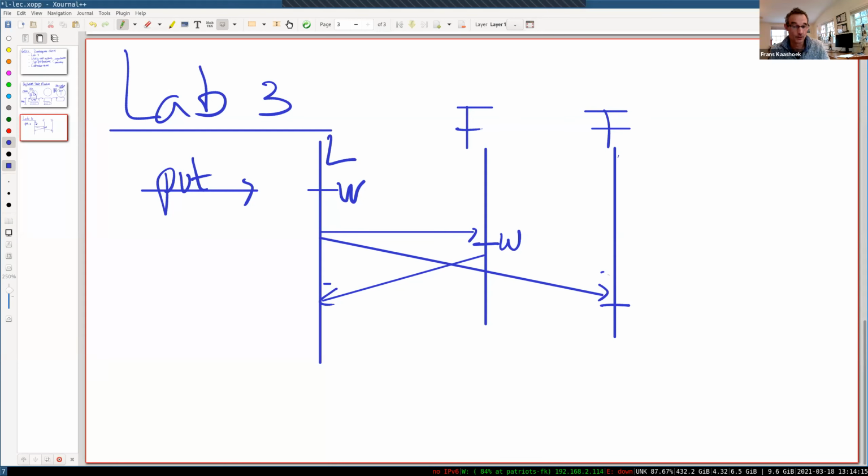In this case, if a majority has responded, the leader can actually apply the operation. So the leader will do the put and send the response back to the client. And so what we're curious about is how many puts per second we can actually get in this setting.